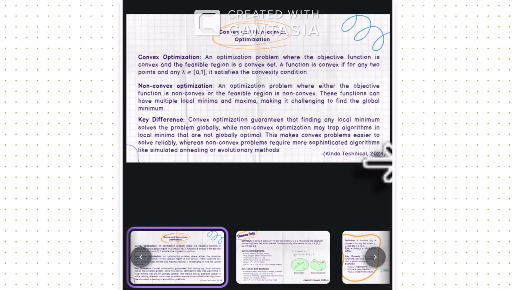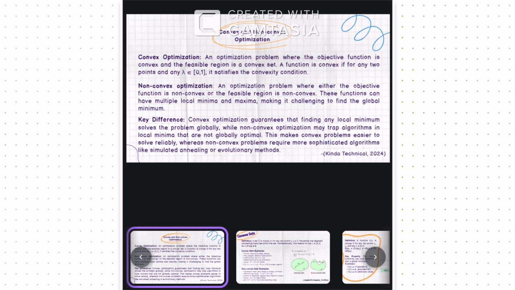The big advantage of convex optimization is that any local minimum is automatically a global minimum. This means if you find one point where the slope flattens out, you can be confident that it is the absolute best solution. Because of this, convex optimization is generally much easier to solve reliably.